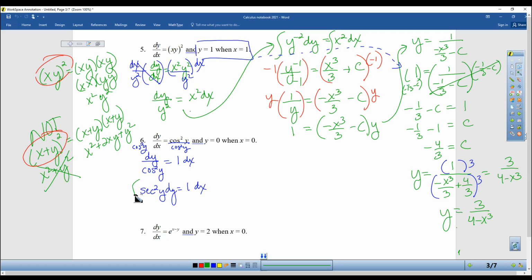And now you can integrate both sides. Secant squared is on your list of 6. The integral of secant squared is tangent. And the integral of 1 with respect to x is x plus c. Now they did try and make it nice and easy for you by saying 0 and 0. So tangent of 0 is equal to 0 plus c, but tangent of 0 is just 0. So c is equal to 0. In other words, they didn't want you to have to worry about that because this next step is already hard.